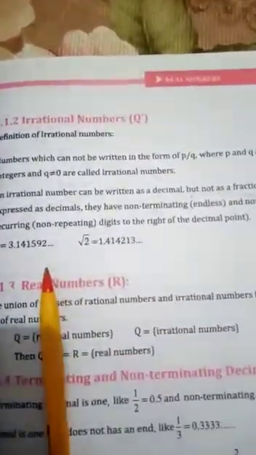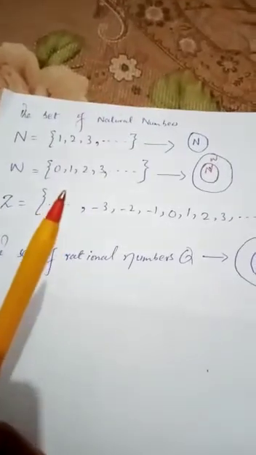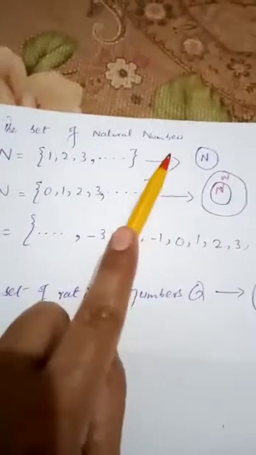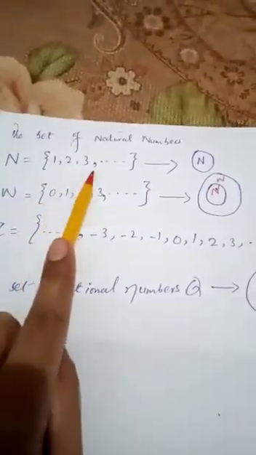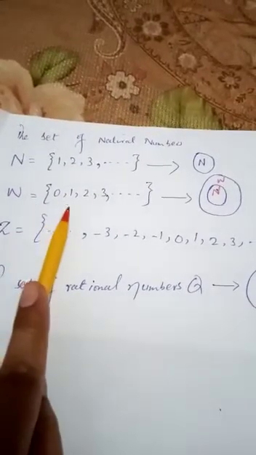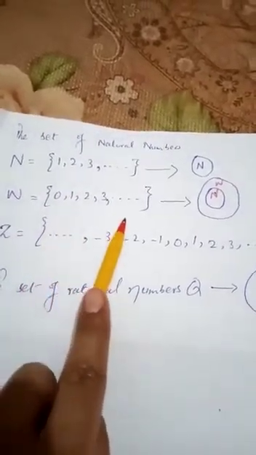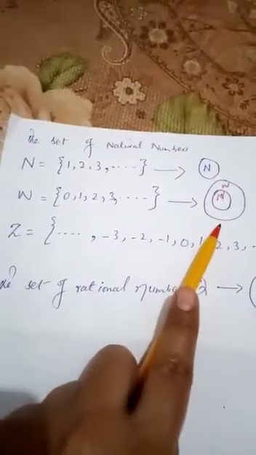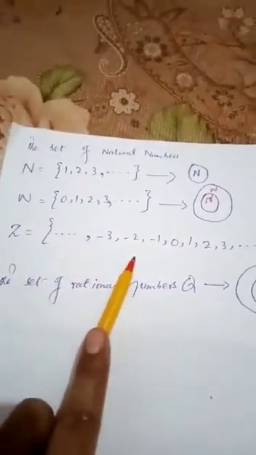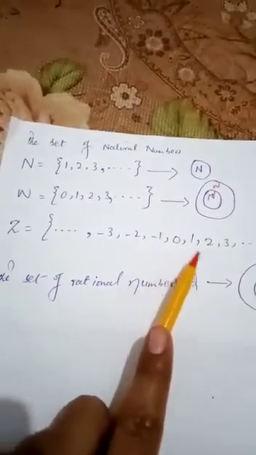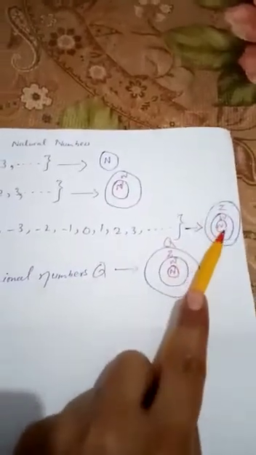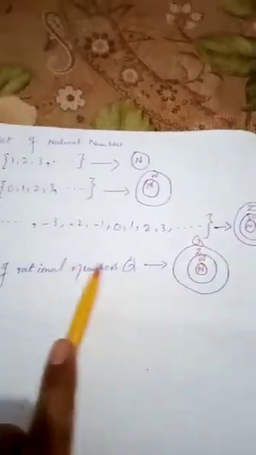Now, students, how are rational numbers related to other sets of numbers? The set of natural numbers, let's see, N is equal to 1, 2, 3 and so on. The set of whole numbers, W is equal to 0, 1, 2, 3 and so on. Now, the set of integers: minus 3, minus 2, minus 1, 0, 1, 2, 3 and so on. Let's see its figure: Z, W and natural numbers.